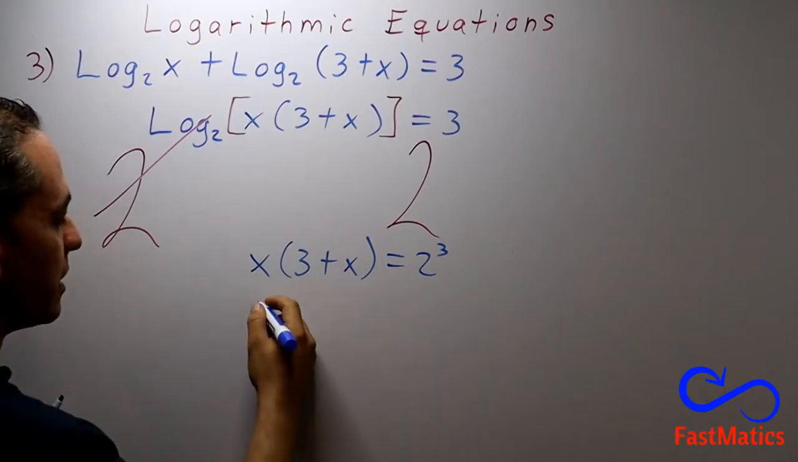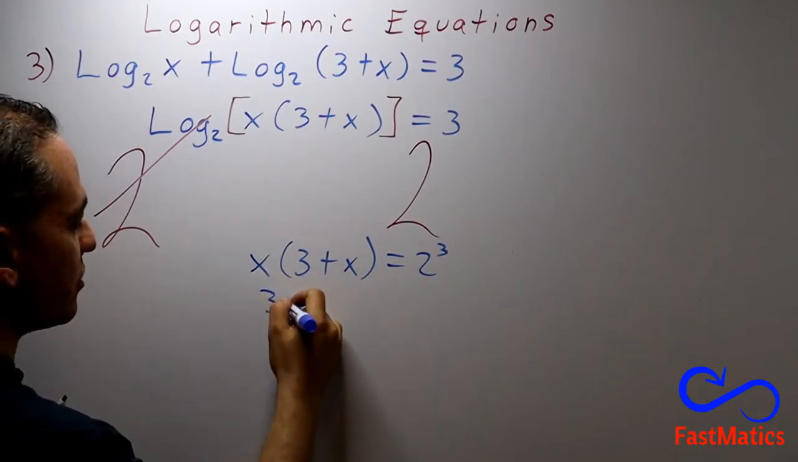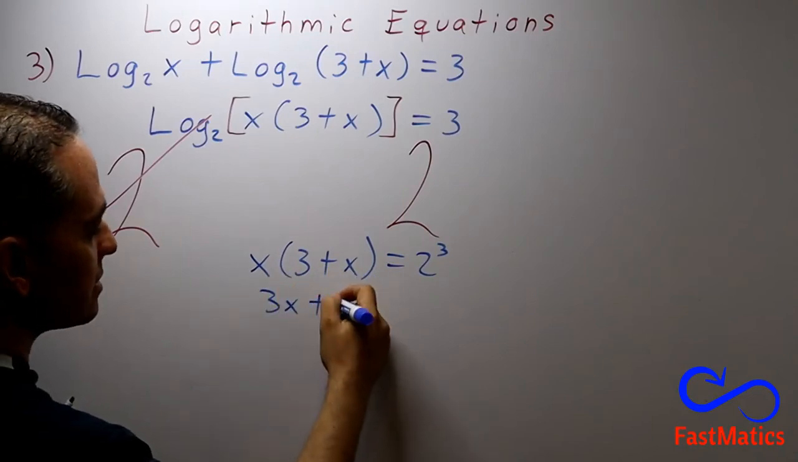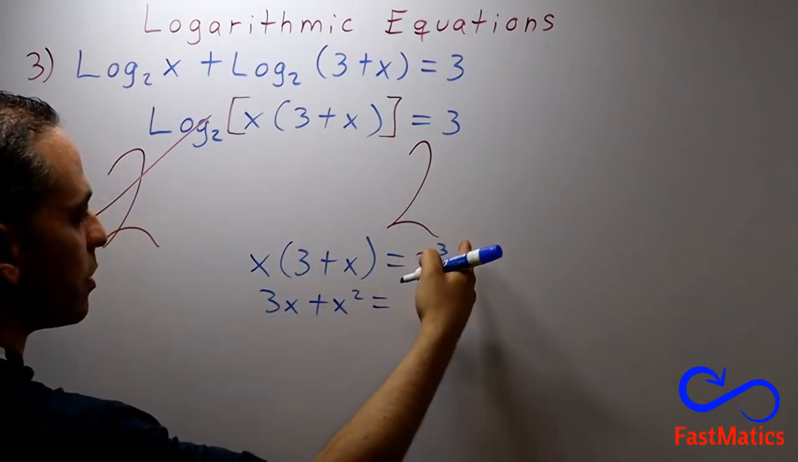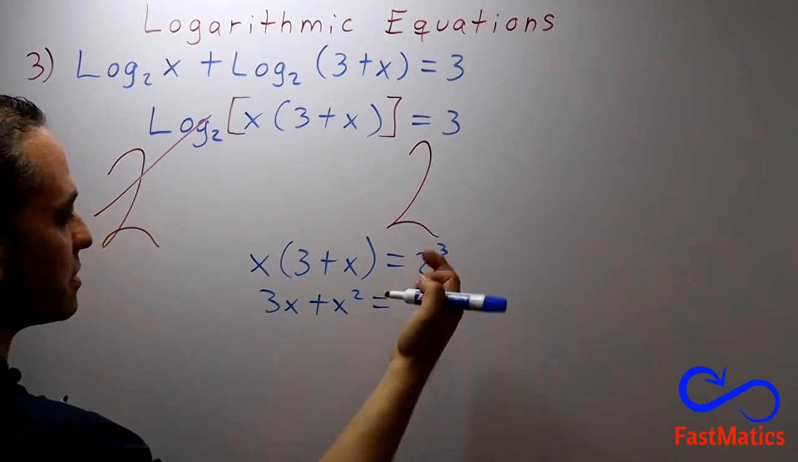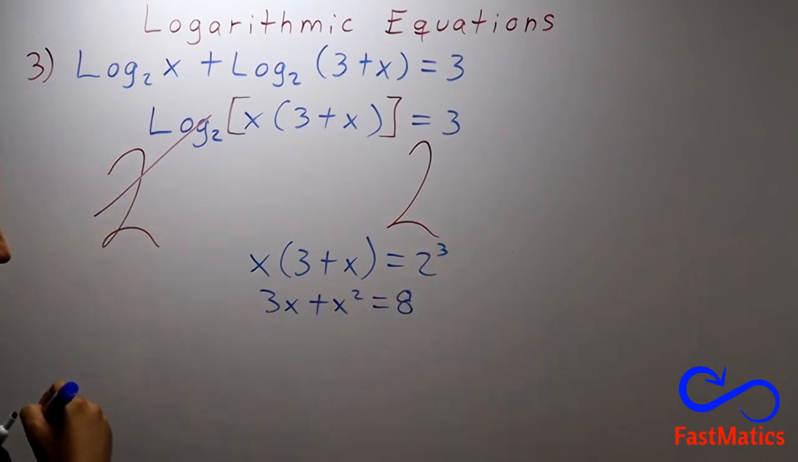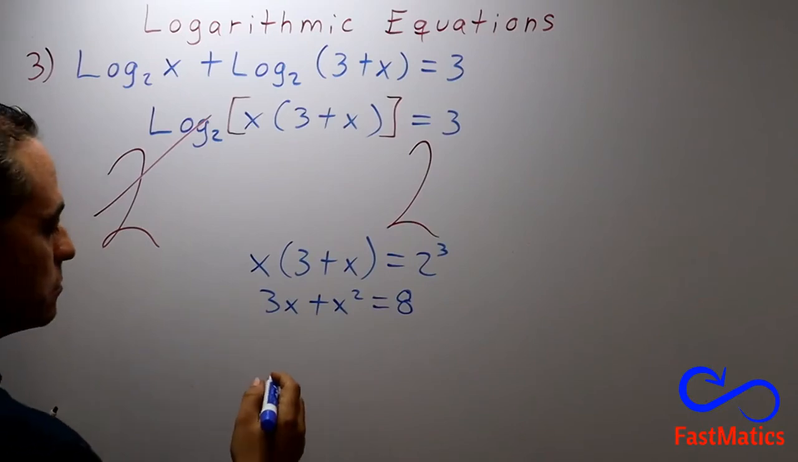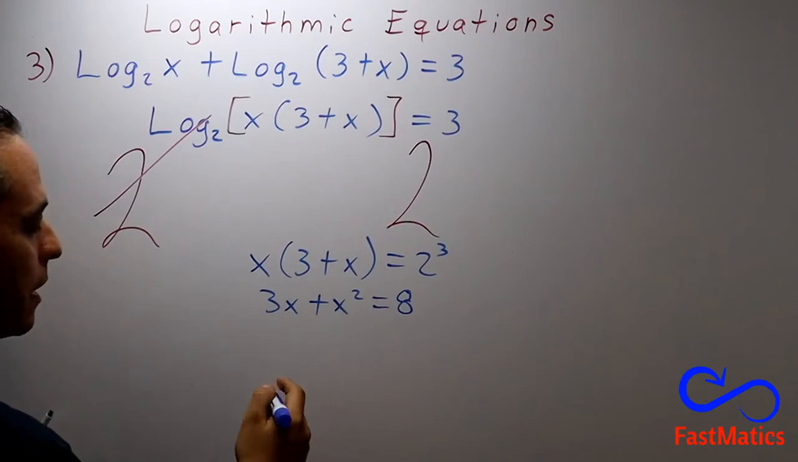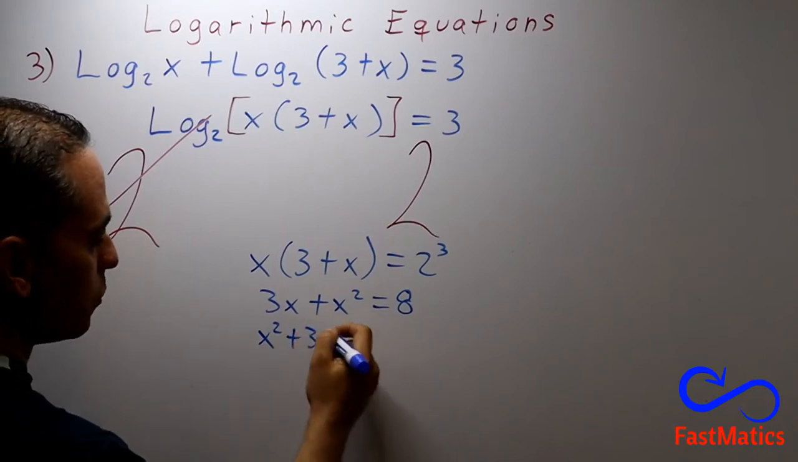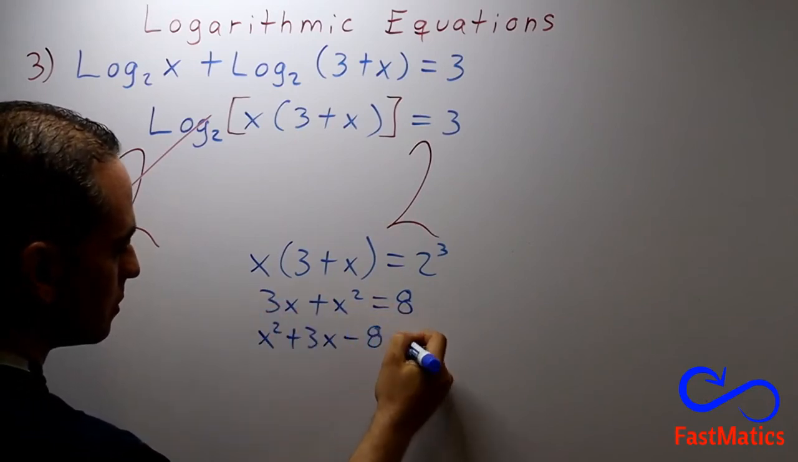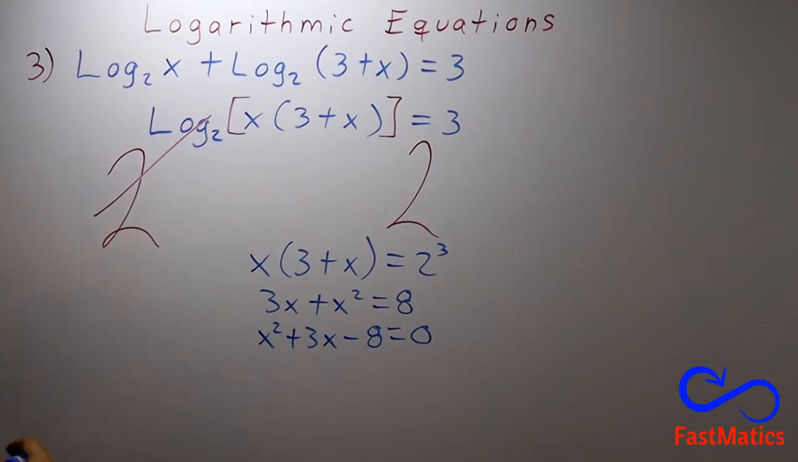Now we solve the multiplication. X times 3, 3x plus x times x, x squared, is equal to 2 to the power of 3, which is 2 times 2 times 2, is 8. And here I have a quadratic equation. So I will put everything on the left side, ordering the terms, equal to 0.